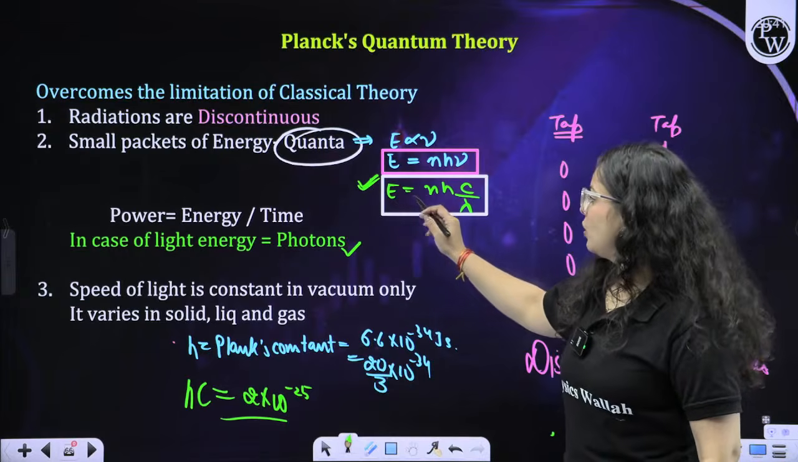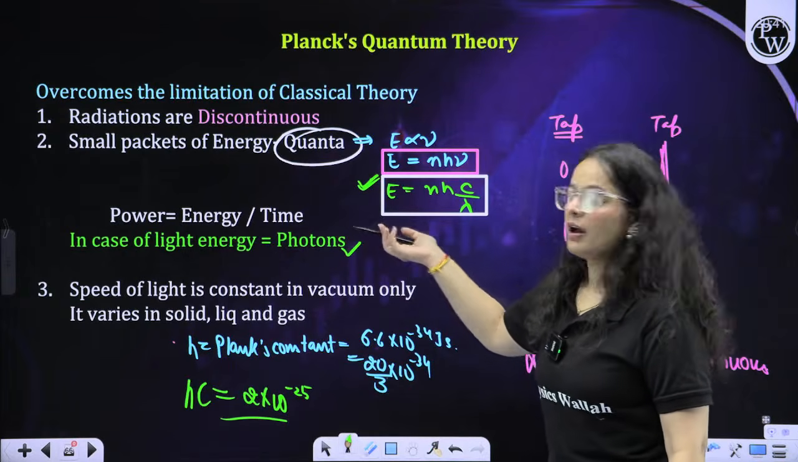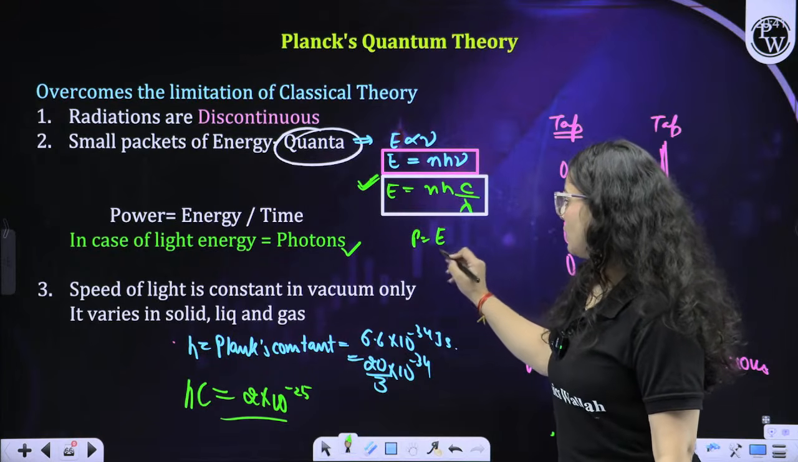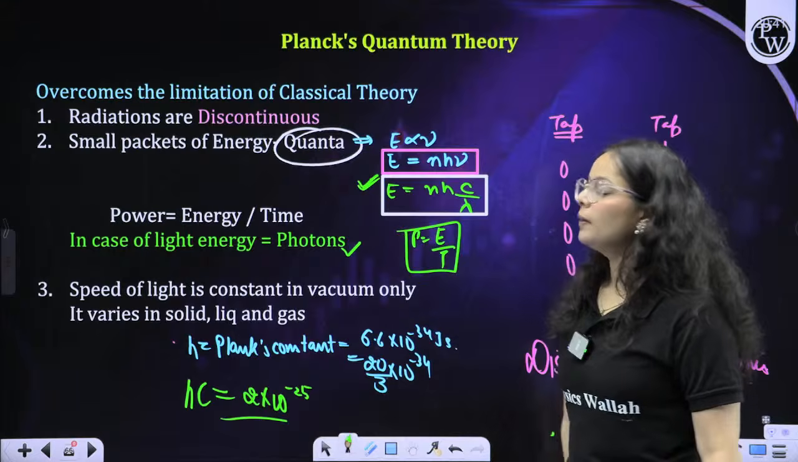If I want to calculate the power, power has the formula energy by time. So power is equal to whatever energy formula you are using, divided by time, and you will get it in power terms.